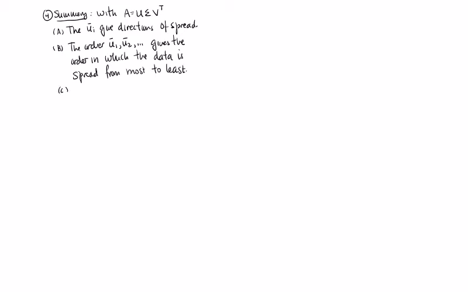Now, to make that concrete, we can be more specific. We can say that the variance in direction u_i is s_i squared. Then we have the total variance, which is the sum of s sub j squared over all the possible singular values.